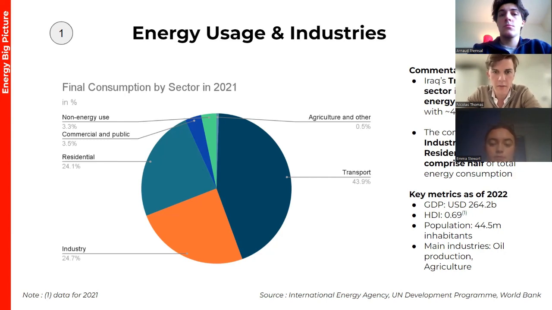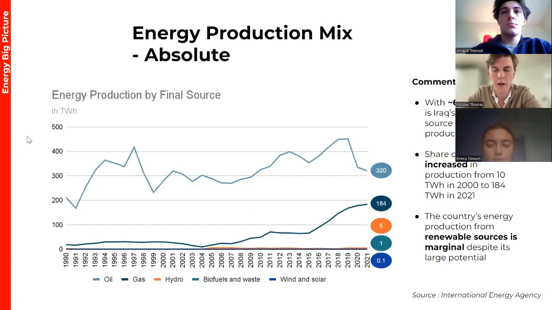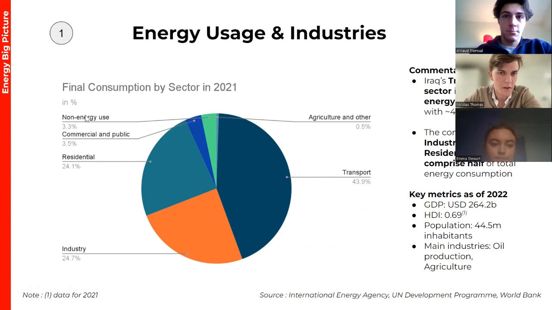The HDI with 0.69, however, is only on place 14 in MENA, so behind Libya and Lebanon. And with 44.5 million inhabitants, the country is one of MENA's most populated countries, with main industries, of course, oil. You've already seen it, and we'll also see it on the next slide. However, agriculture has also played an important role in the past.